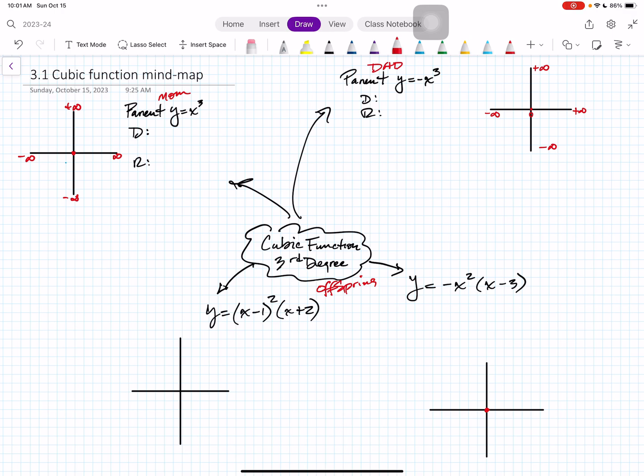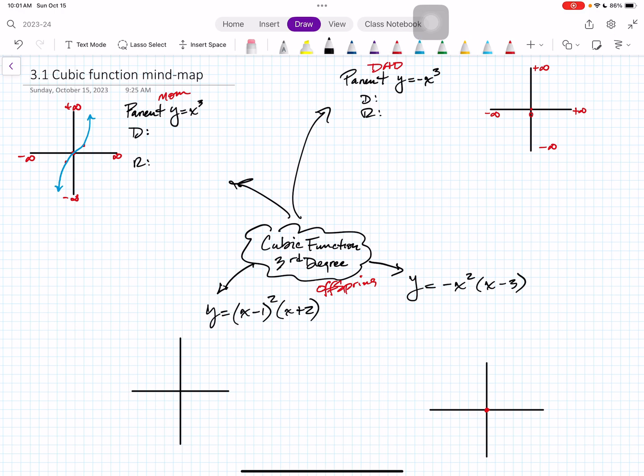So when x is 1, y is 1. When x is negative 1, y is negative 1, so I can get a general idea of what this thing looks like. And it's a special curve that we've seen before. There's your x cubed function.